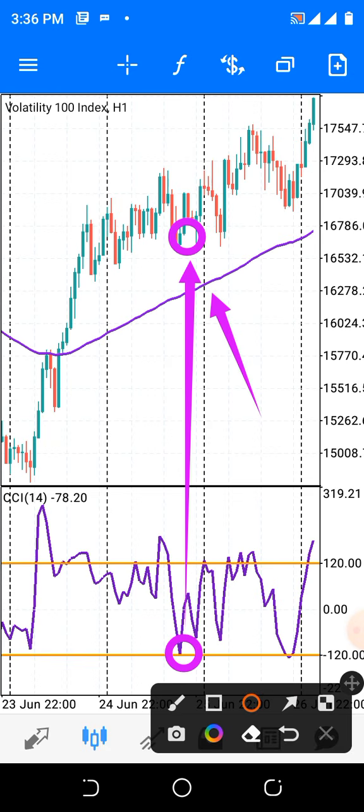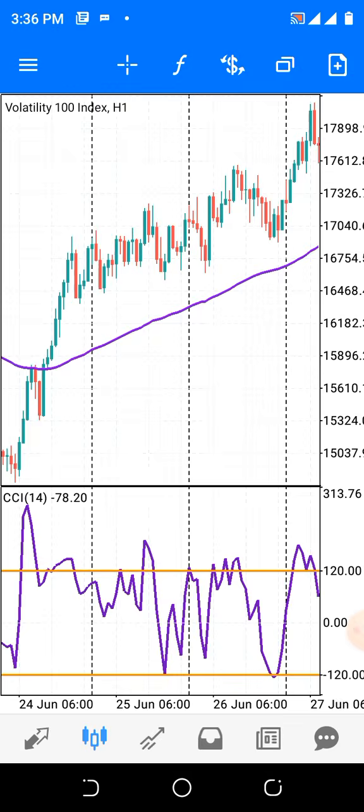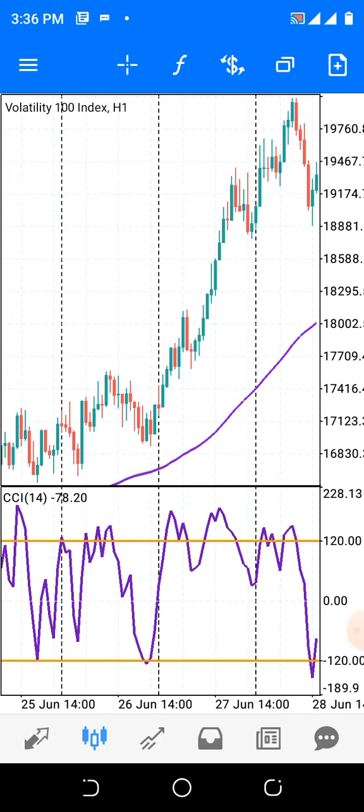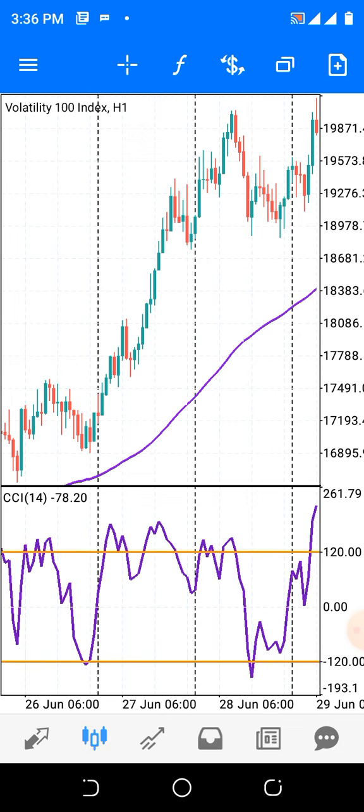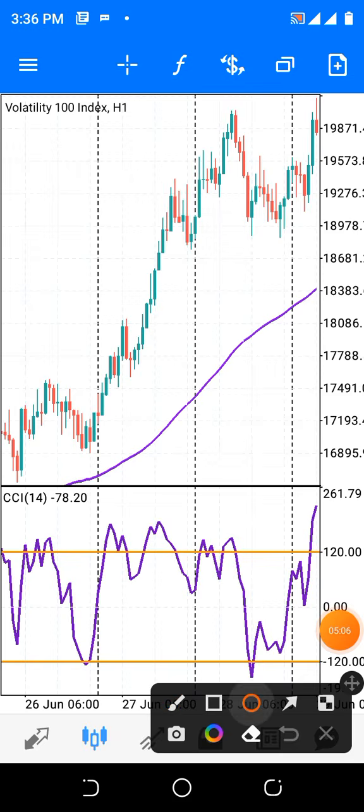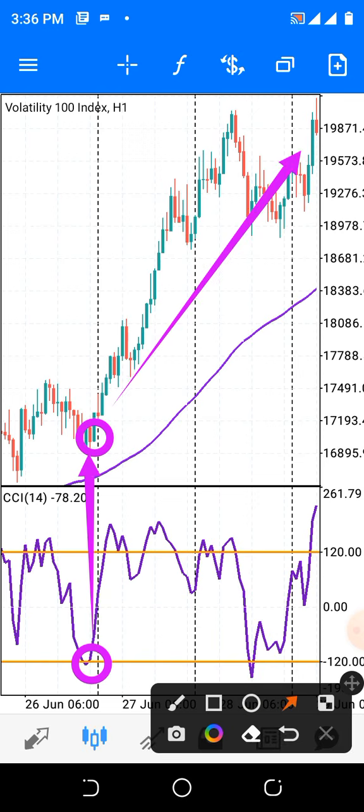We move. Now, if you watch closely, you will see that the CCI touches the lower band again. Look here. Then you trace it. This is where it is. This is where you need to make your buy entry. Do you understand? And this is a huge gain for you. So we proceed.